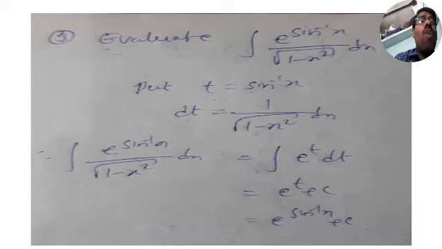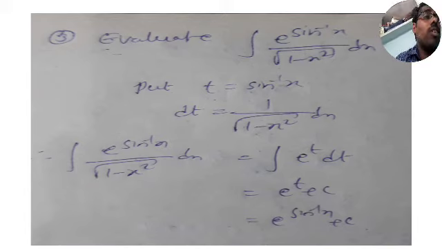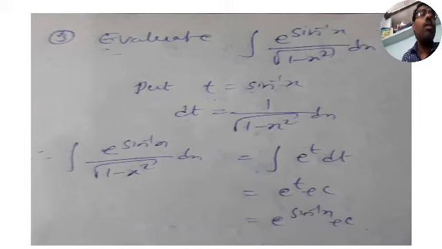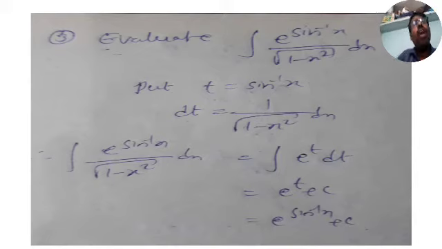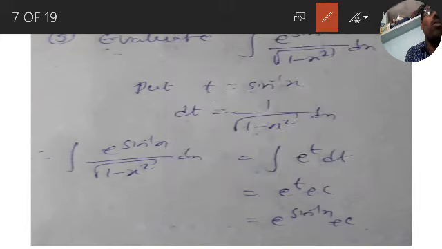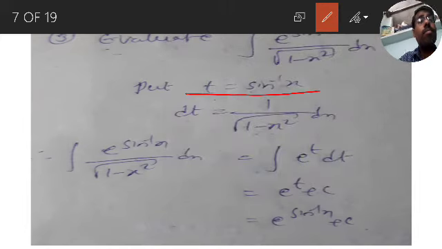Look at the problem. Evaluate the integration of e power of sine inverse x by square root of 1 minus x square into dx. Look at only the problem. Don't look at the solution, because I am showing the slide directly. There the solution lies. Only look at the problem and identify the substitution. What is the substitution? Put t is equal to sine inverse x.